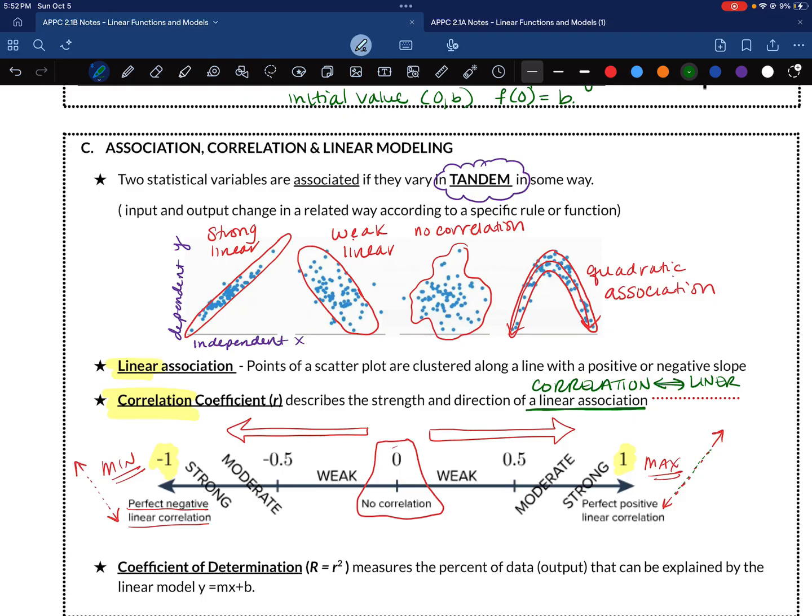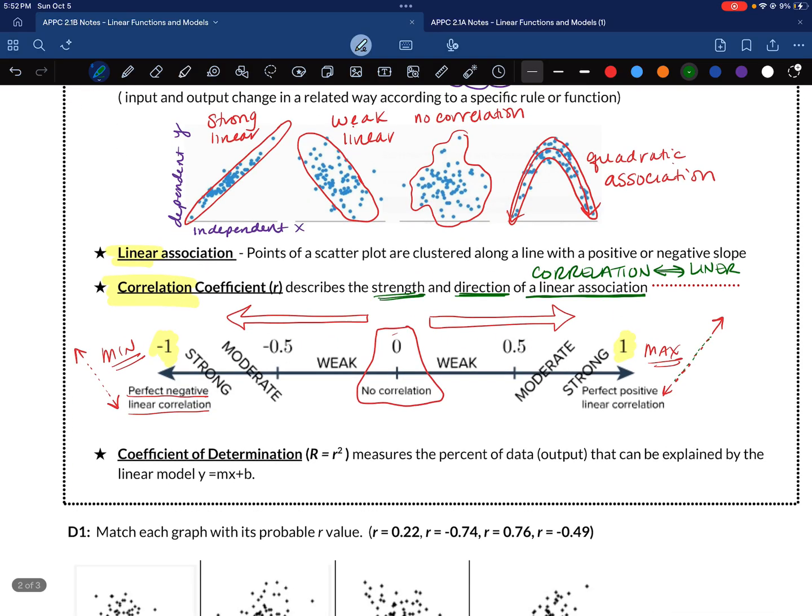So our R correlation coefficient is describing both the strength, that's as we move from 1 or -1, and the direction, is it positively or negatively associated, for any linear correlation. Then we have something known as the coefficient of determination. This is literally R squared. Sometimes you see it as capital R, and it's measuring the percent of data, that's our output data or our Y values, that can be explained by the linear model that we come up with.